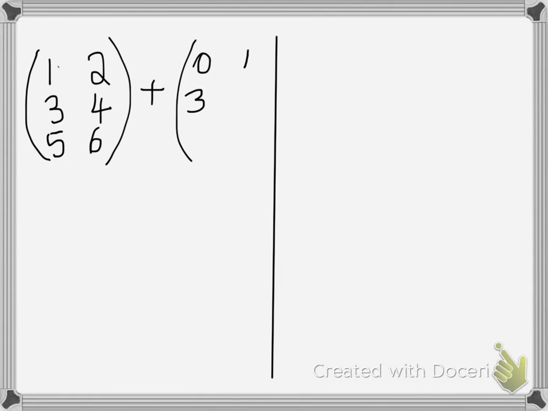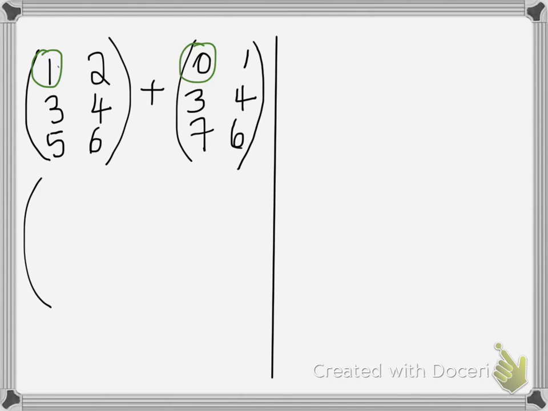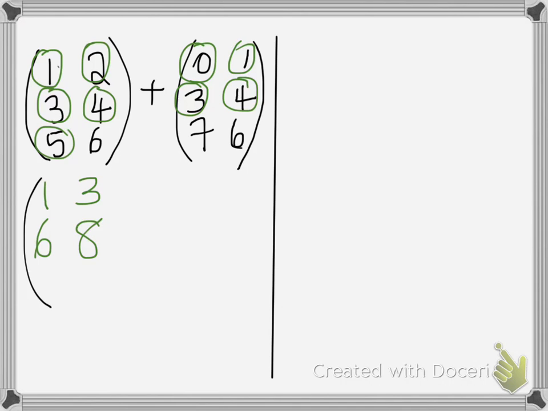So if we have this matrix here, we have 1, 2, 3, 4, 5, 6 to start with, and then 0, 1, 3, 4, 7, 6. And we're asked to add these matrices. You would simply add the corresponding numbers for a matrix. So you will add 1 to 0, so that's 1. Then 2 to 1, that's 3. 3 to 3 is 6. 4 to 4 is 8. 5 plus 7 is 12. And 6 plus 6 is 12 as well. So the answer at the end will be 1, 3, 6, 8, 12, 12. And that is how you add 2 matrices.